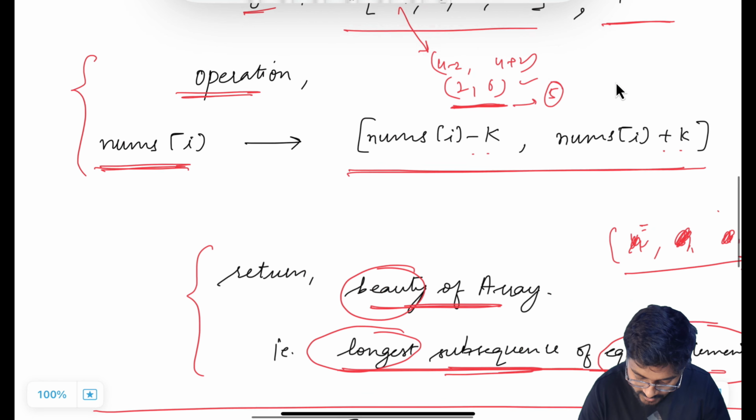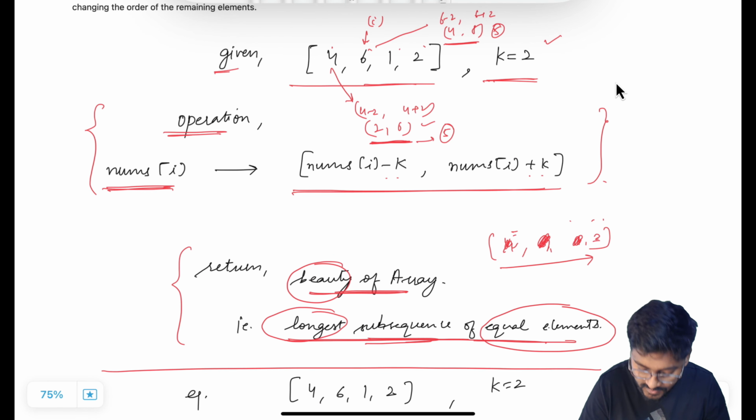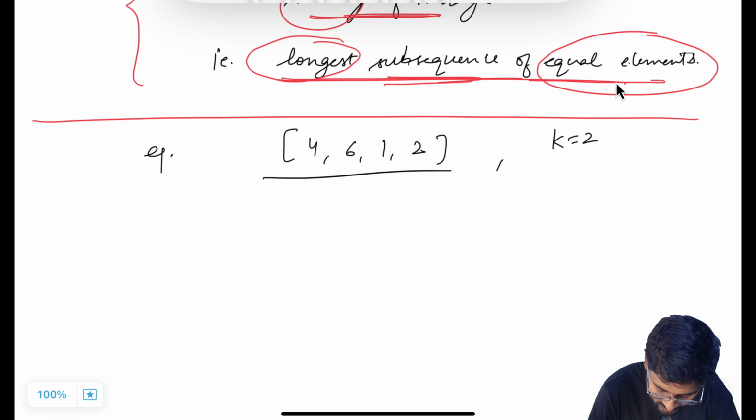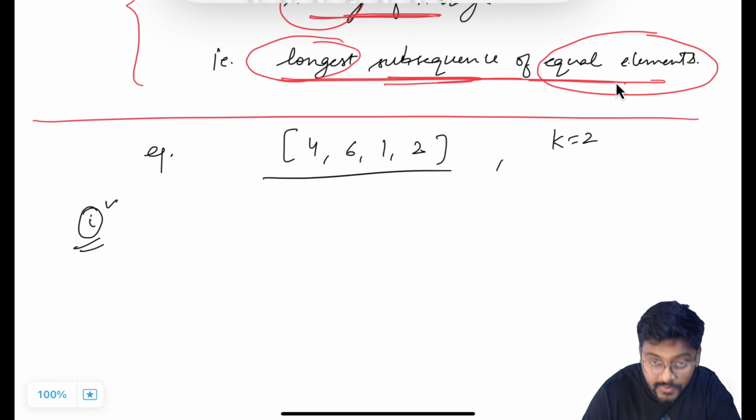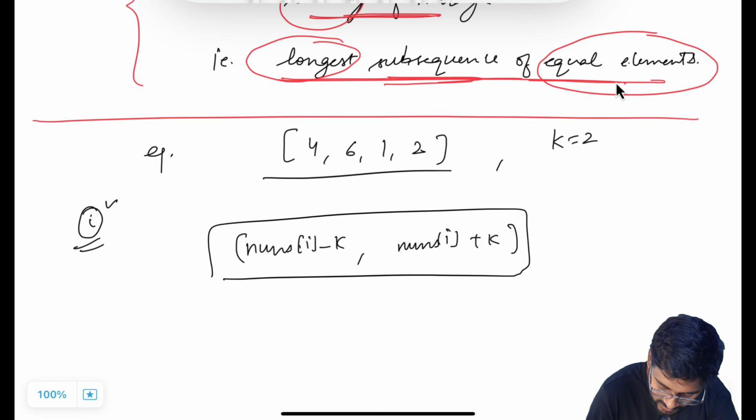So this was the problem statement. Given an integer array and a value k, apply the operation once per index and then return the beauty of the array, the longest subsequence with equal elements. Let's try to build our approach. We are given that we can pick any ith element from the array and replace its value with a value from nums[i] minus k to nums[i] plus k, this range.